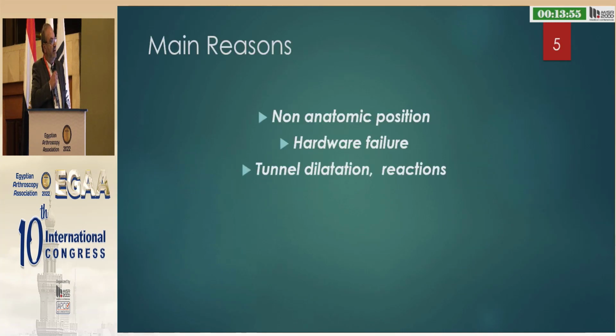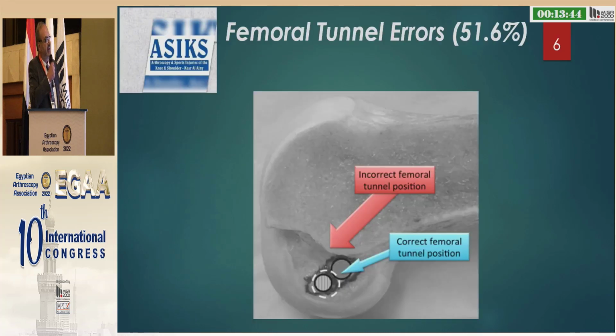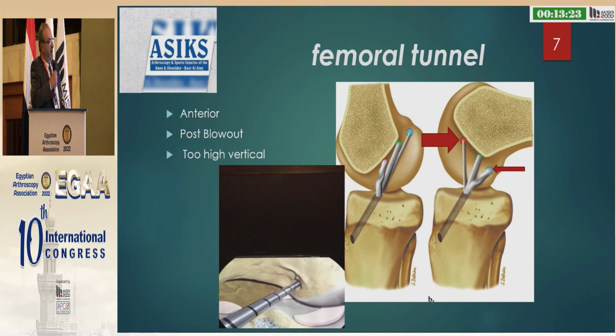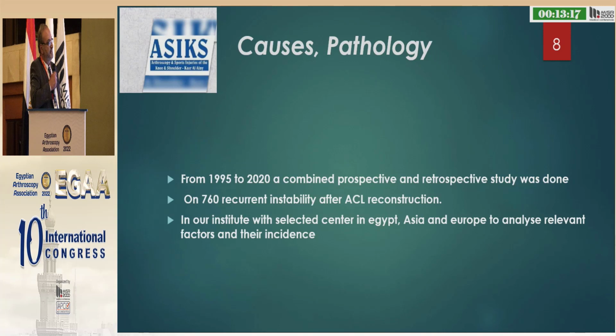We found at the femoral site that the main reasons are non-anatomical position, hardware failure, or tunnel dilatation or reaction. The femoral tunnel in our studies was responsible for error in nearly 50% of cases. As we all know, the anatomic site is back to the arcuate and bifurcate ligament ridge. And when you go anterior or even posterior, you will get failure. Too vertical a tunnel or posterior blowout are femoral tunnel problems.